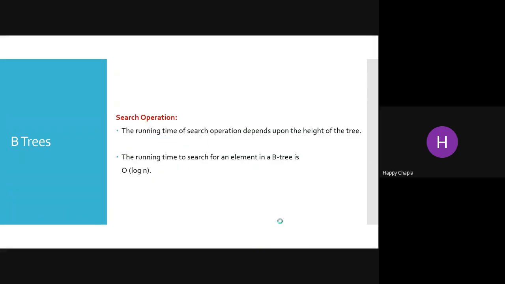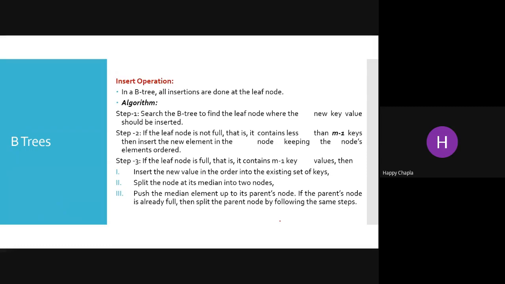Now the insertion operation. So how can you insert a node in a B tree? So we have to follow some steps to insert into this B tree. Okay. So till now, any doubt about what is a B tree, what is the searching operation, and how we decide the maximum and minimum number of key values in one node?